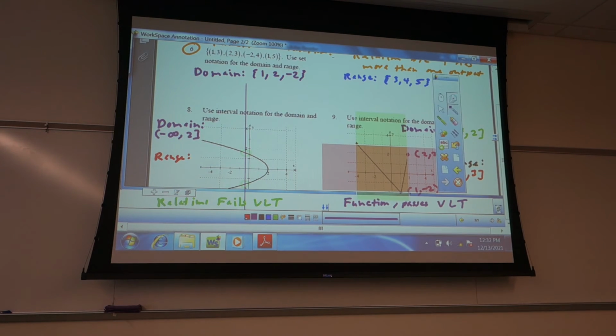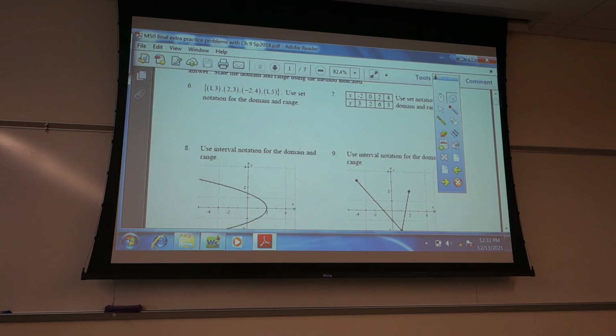Okay, how about my range? What's the lowest it goes? The lowest it goes is negative infinity. The highest it goes is positive infinity, so the range is negative infinity to positive infinity. Good. All right.